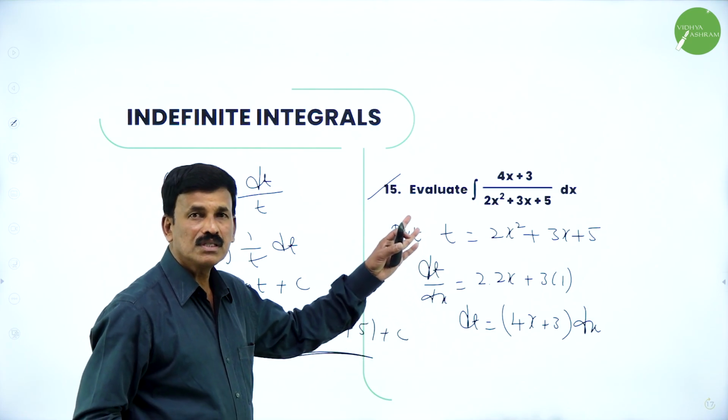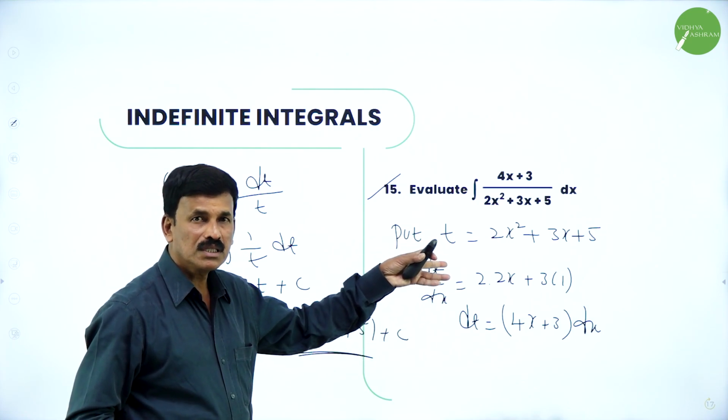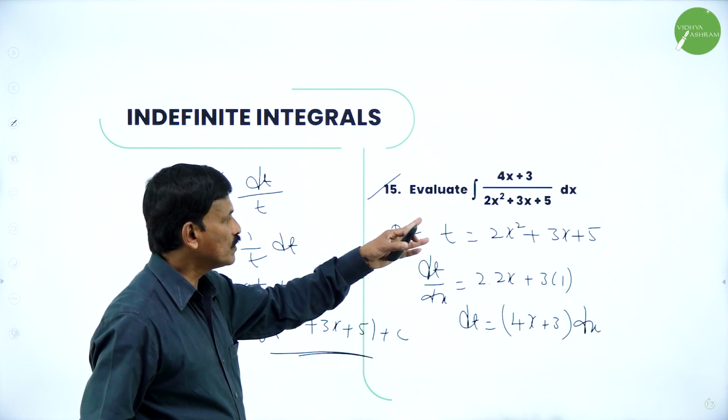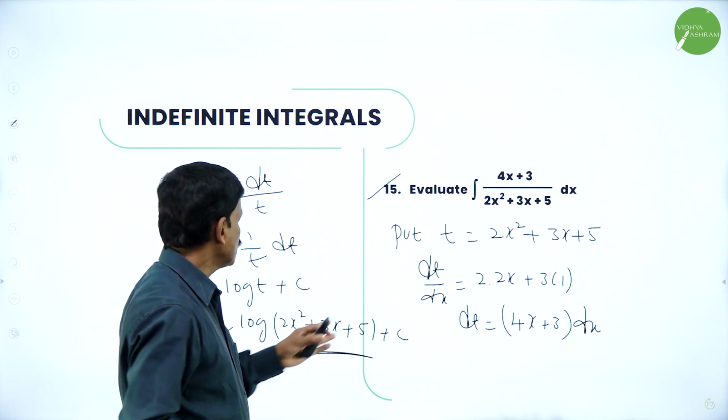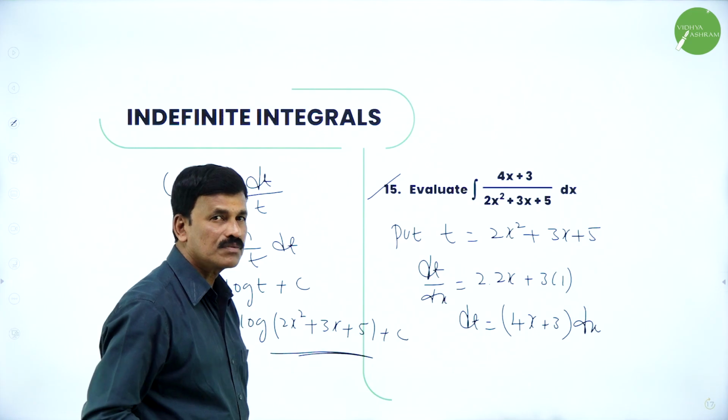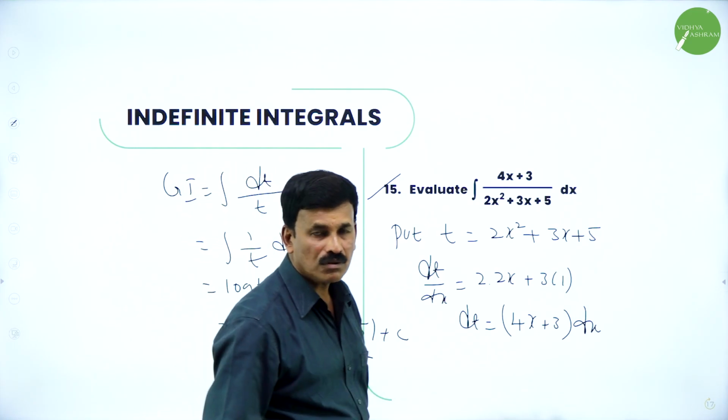So, if you observe carefully, this is also of the form f dash x by f of x. f dash x by f of x is nothing but log f of x. Logarithm of 2x square plus 3x plus 5 plus c is the integrated answer.